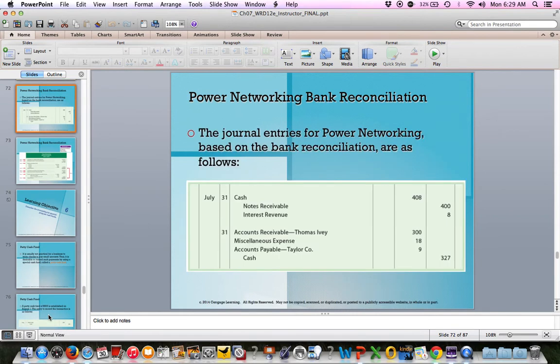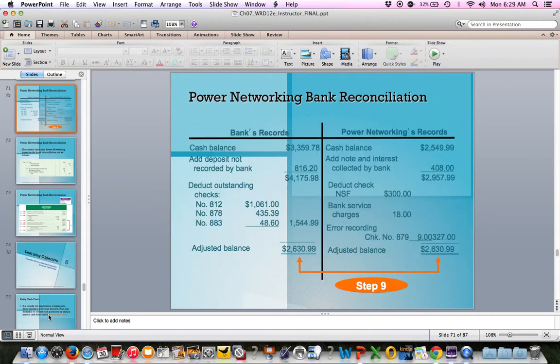Now, any transaction that was on, let me go back a screen, that was on the company side over here on the right side, this addition and all the deductions has to result in a journal entry. We have to record that because the ledger says cash is $2,549.99, but my bank statement says it should be $2,630.99. So I have to do journal entries to get from one number to the ending number.